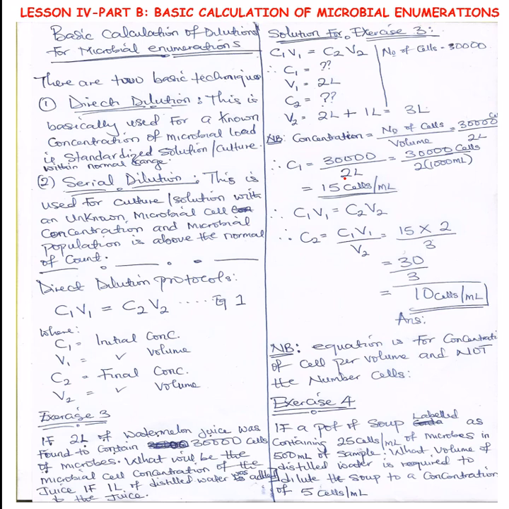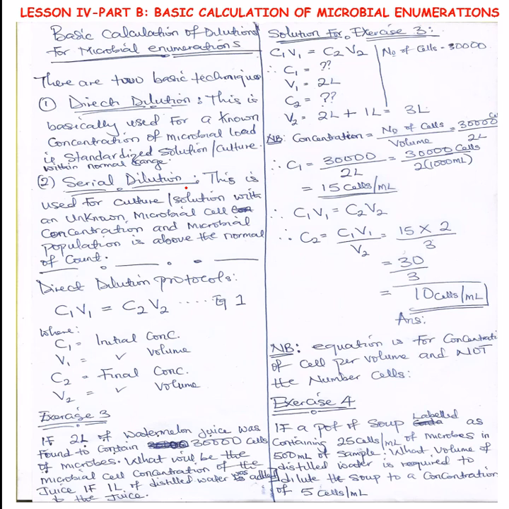In this section of part B, we are going to look into the basic calculation of dilution for microbial enumeration. Every microbial enumeration must undergo a dilution process in order to get a valid microbial count. As we said in the previous lecture, the valid count is between 30 microbial cells or colonies and 300 microbial cells or colonies.